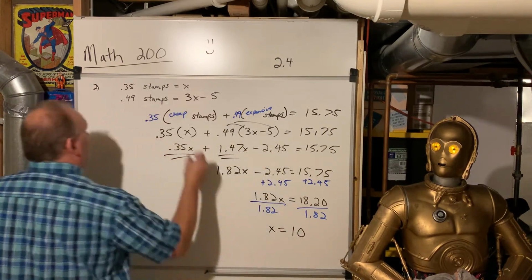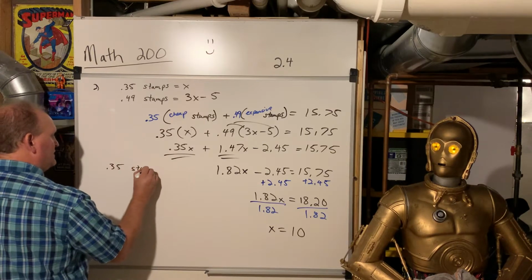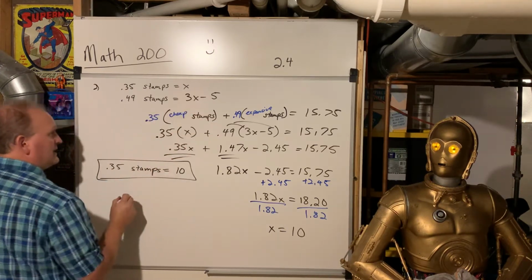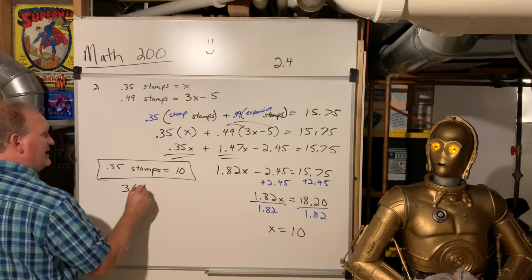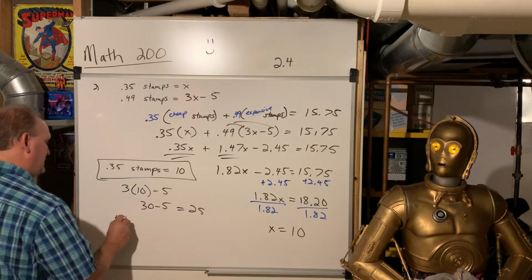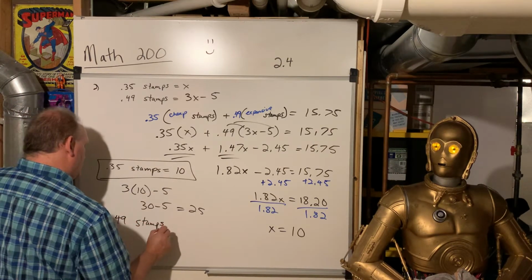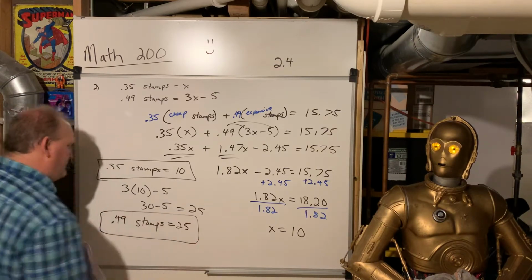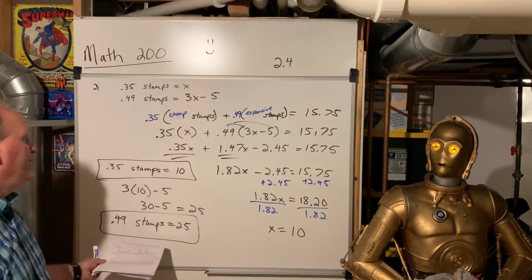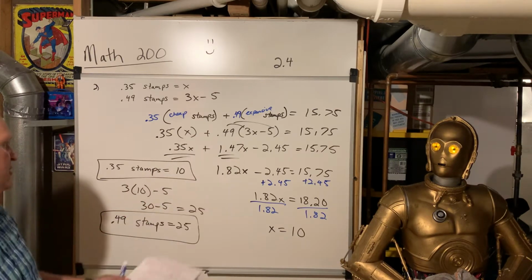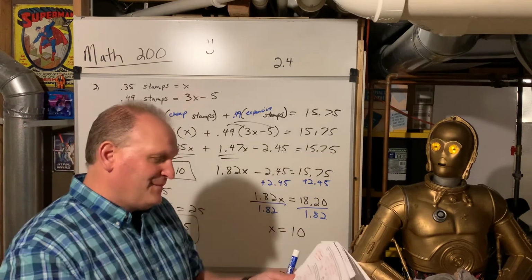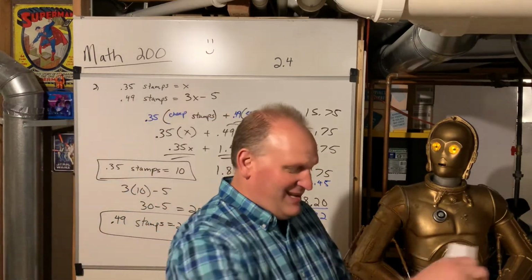So if x equals 10, 35-cent stamps equals 10. And then the 49 centers would be 3 times 10 minus 5. So 30 minus 5, so 25. So the 49-cent stamps would be 25. And again, you can double check. Go right ahead and double check. You throw the 25 times 0.49 plus 10 times 0.35 and add them together, you'll get 15.75. All right? Cool. So then we're on to page 10.